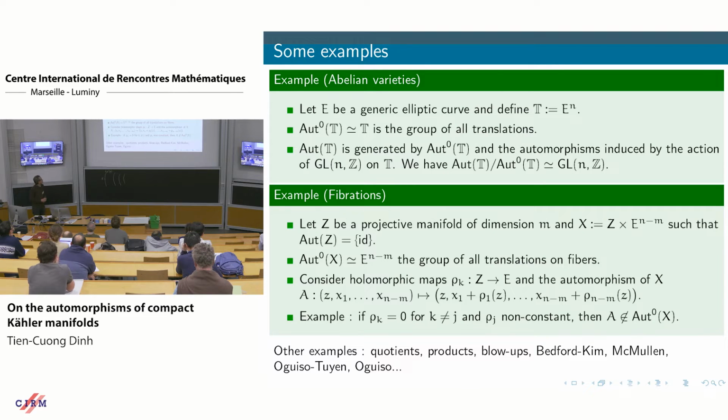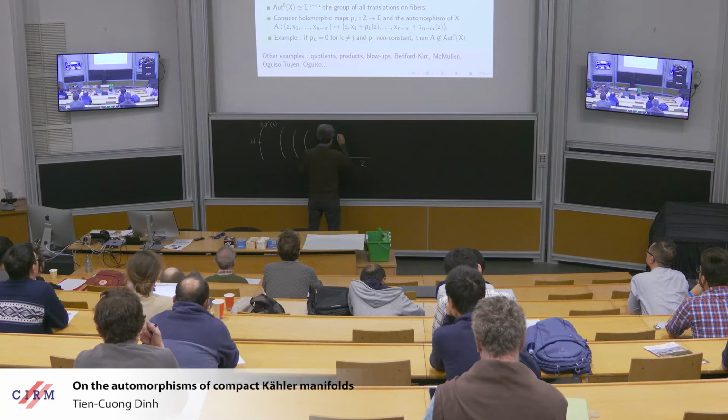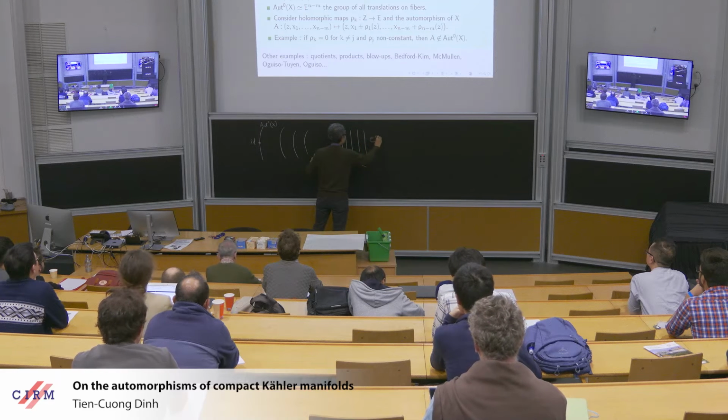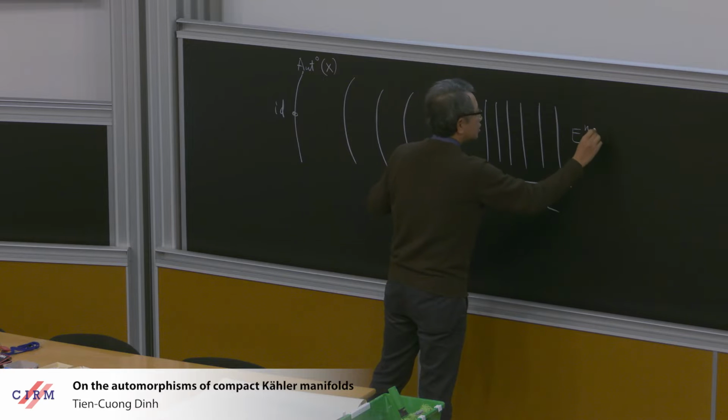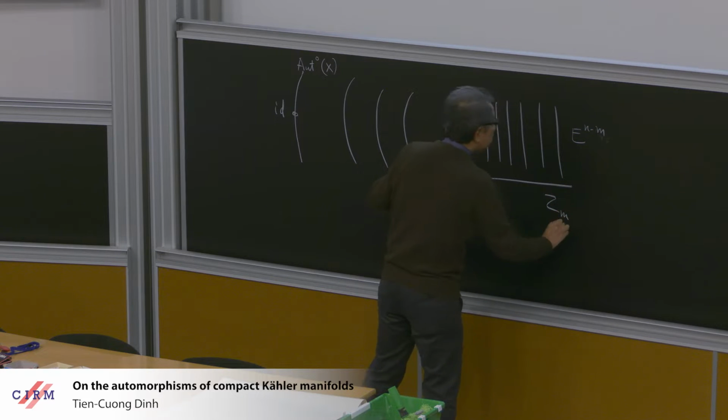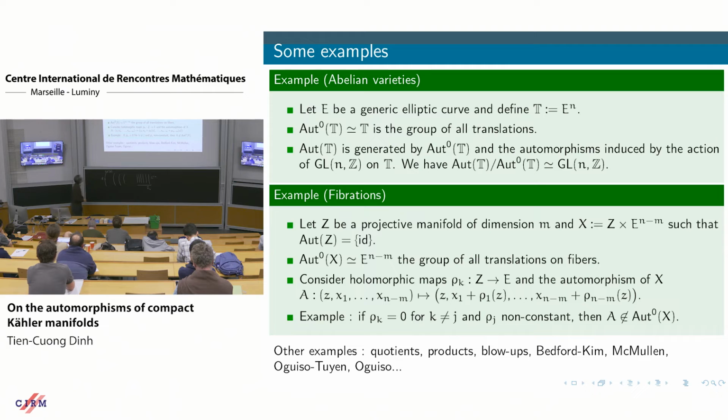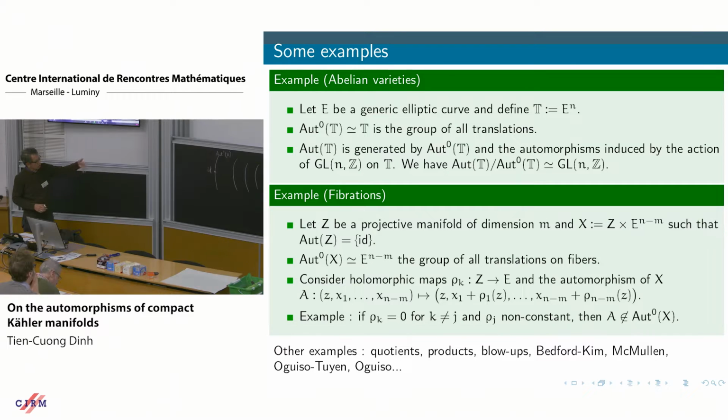That is the first example. For the second example, you consider a projective manifold Z of dimension m, and you consider the product of Z with the first example. So we have a fibration over Z, and the fiber is just E^(n-m), where m is the dimension of Z. Assume that Z is generic in the sense that its automorphism group is trivial. Then you can check that Aut_0 of X is the set of translations on the fiber.